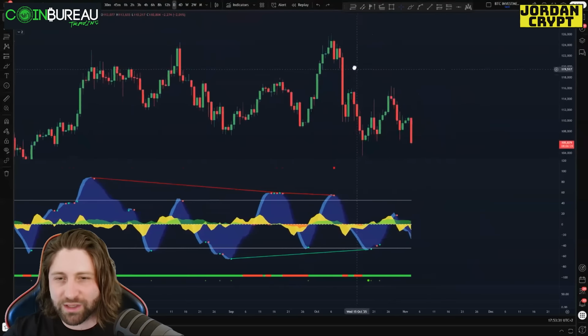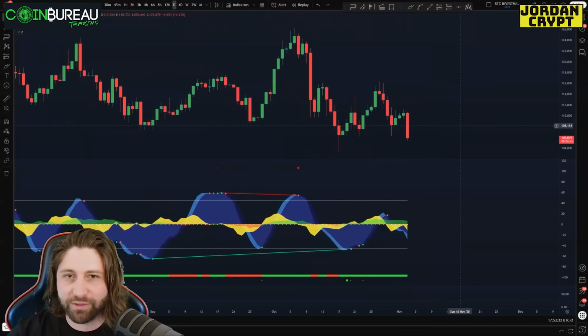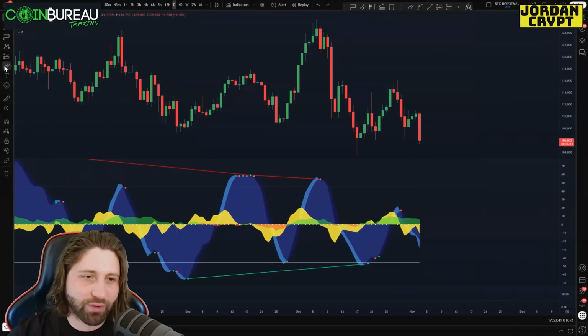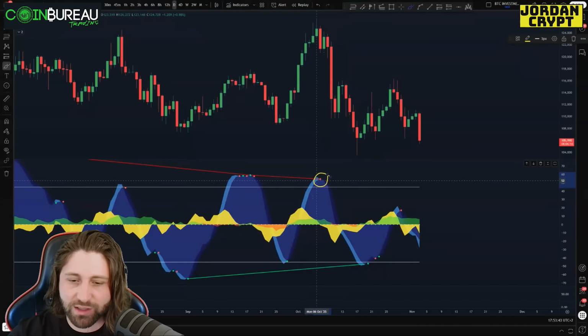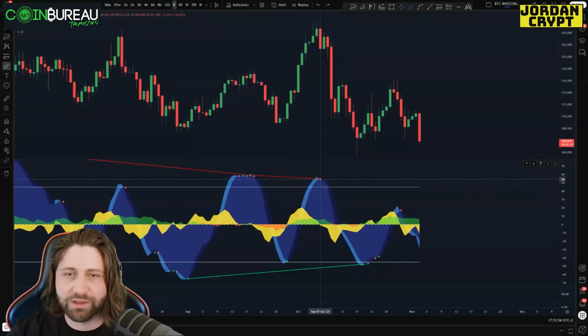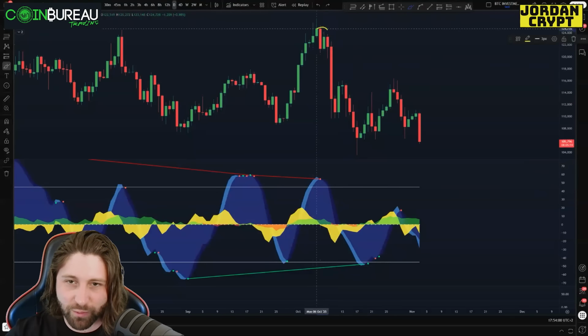Something really important to understand for this strategy is the confluence needed with the other parts of this indicator. Let's have a look at this prime example that popped off right here on the 10th of October in our giant dump on the Trump tariff war news. We can see that just a little bit before, around the 7th or 8th of October, was when we got our wave trend bearish divergence printed.